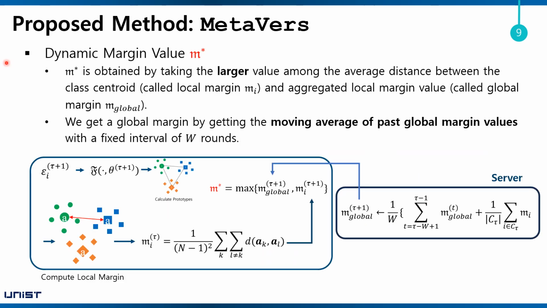M star is a dynamic margin value, obtained by taking the larger value among the average distance between the class centroids and the aggregated local margin value. Local margin value is calculated as the average of distances of anchor points. We can get a global margin by getting the moving average of past global margin values with a fixed interval of W rounds. And using the max function with local margin and global margin, a client can get the M star value. This means that each client pursues a larger margin space when it does not show sufficient margin space compared to the average.